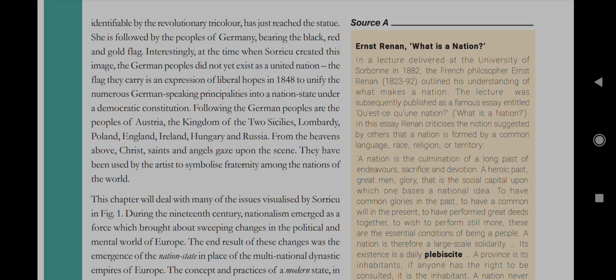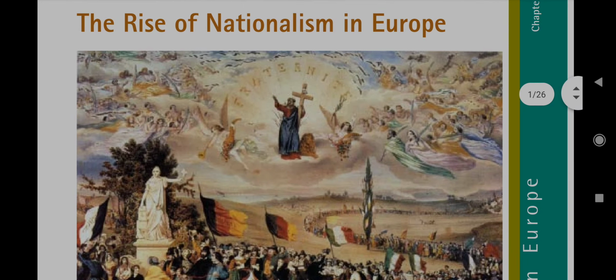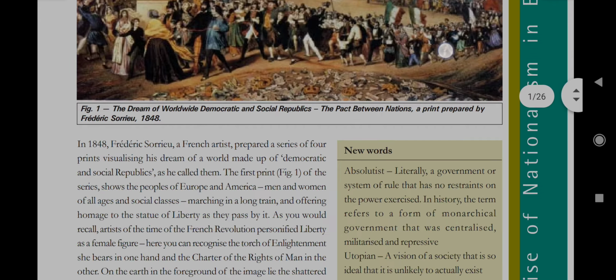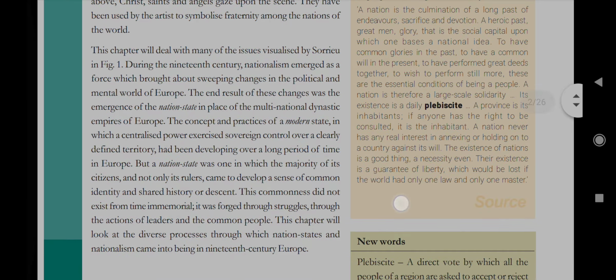From the heaven above, Christ, saints and angels gaze upon the scene. They have been used by the artist to symbolize fraternity among the nations of the world. So here, as you can see, Jesus Christ is there, angels are there. These are being used to describe the fraternity among the nations. This chapter will deal with many of the issues visualized by Sorrieu in figure 1.